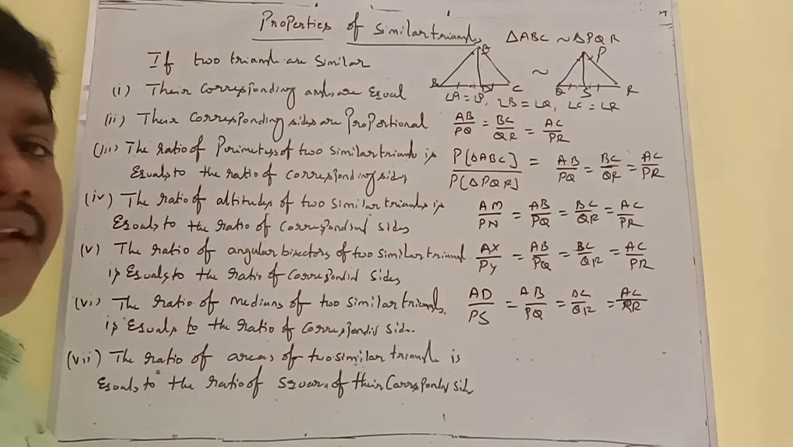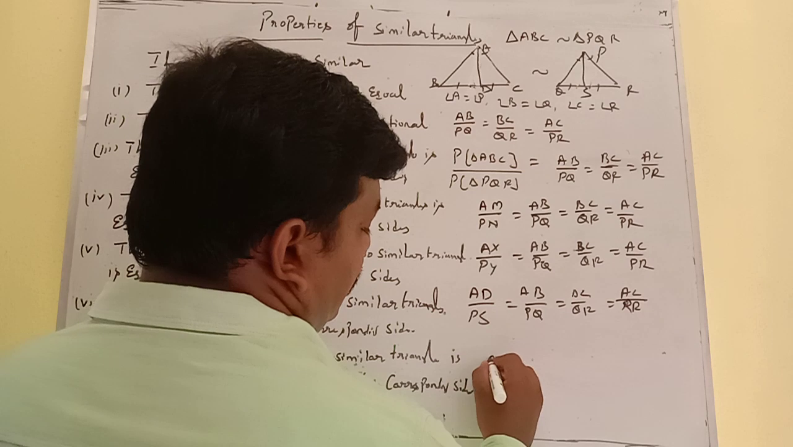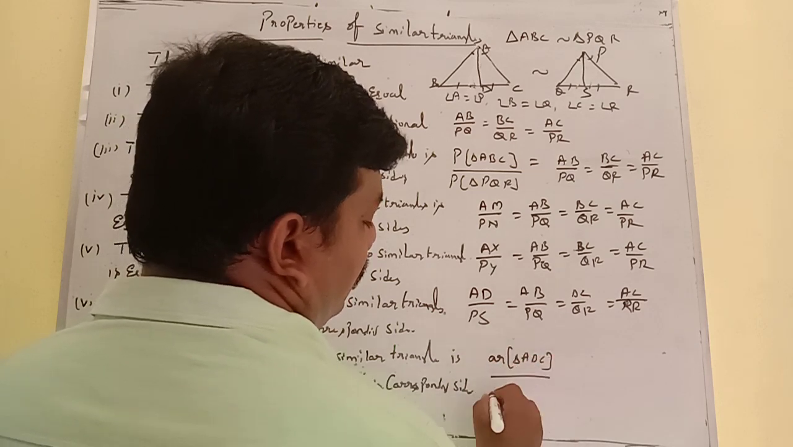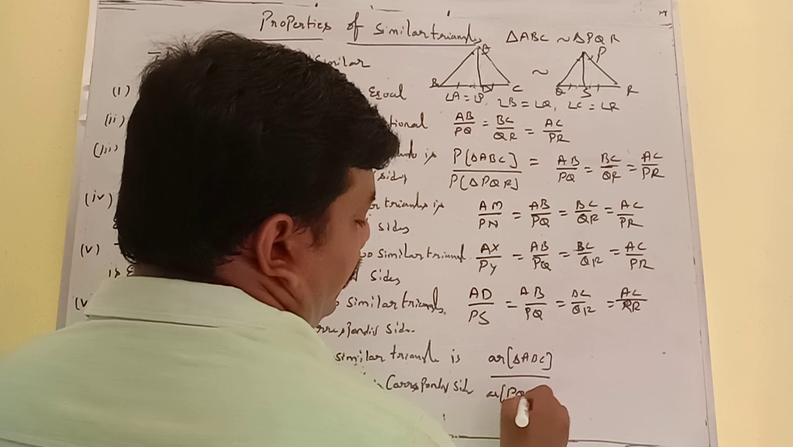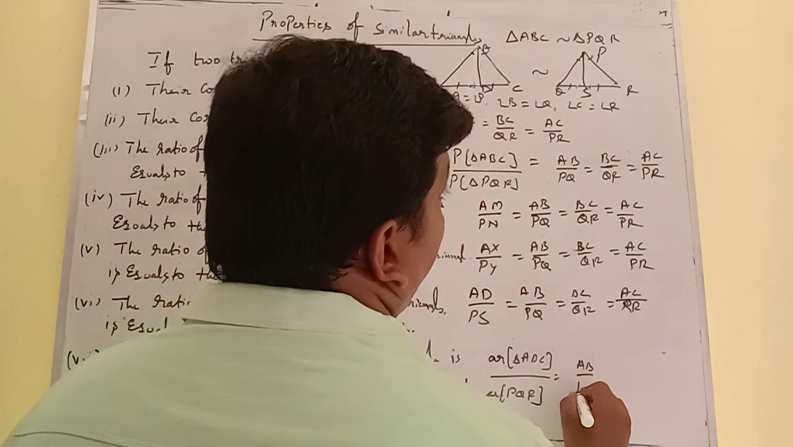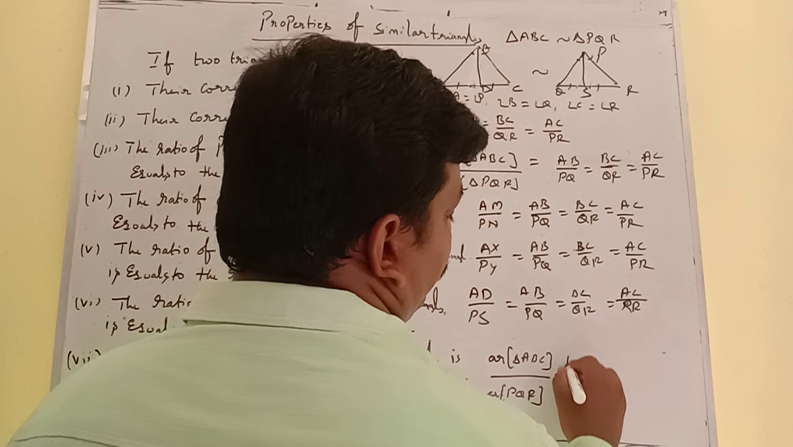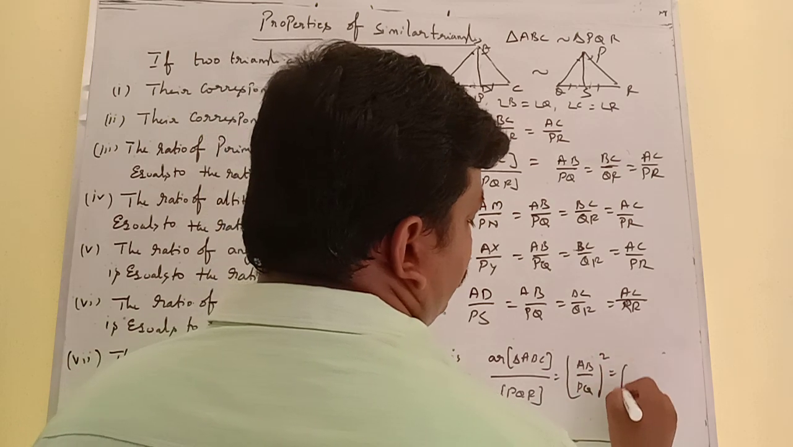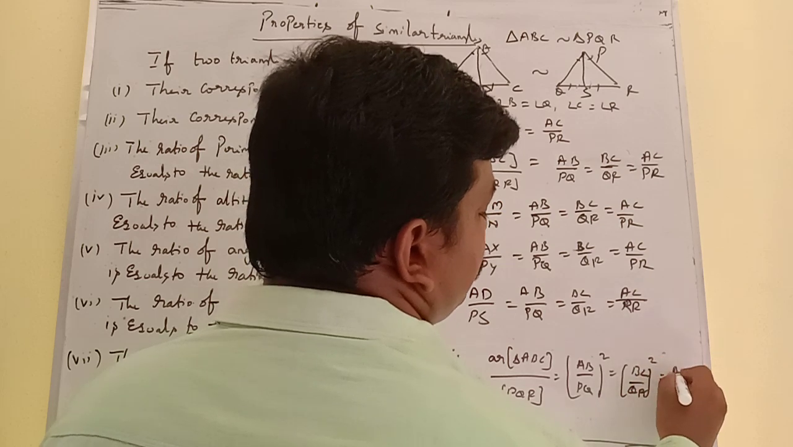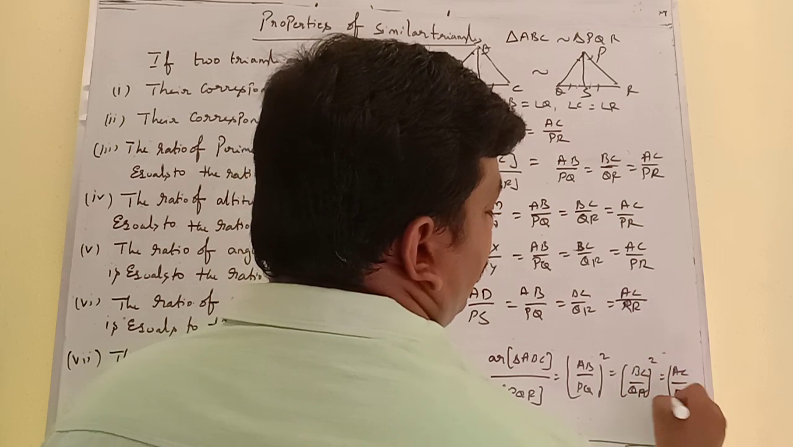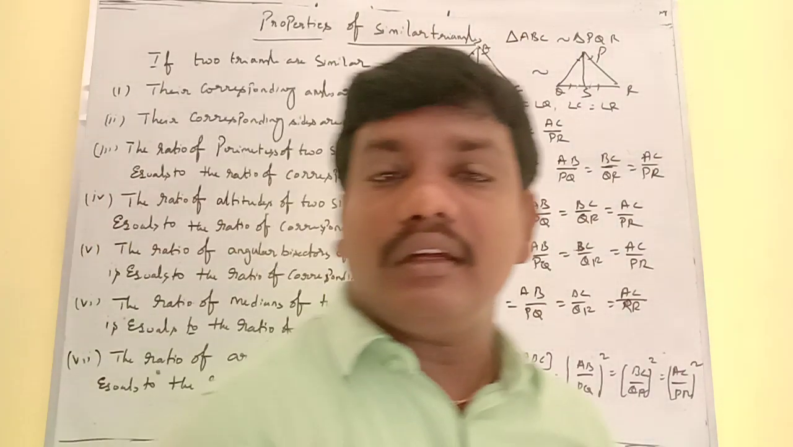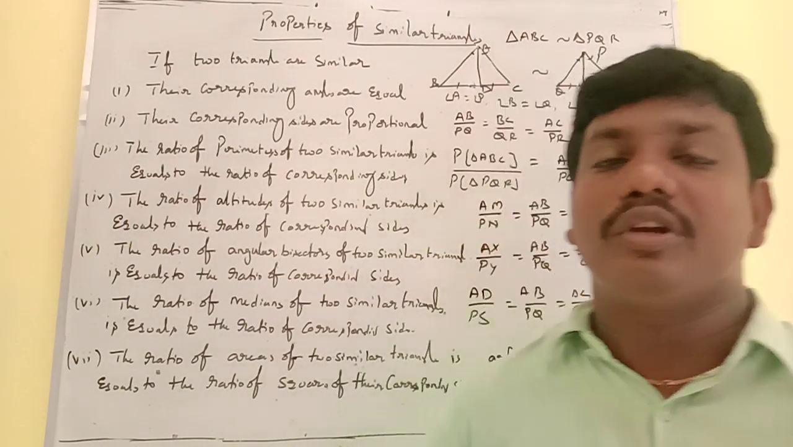Now the ratio of areas of two similar triangles, that is the area of triangle ABC by the area of triangle PQR, is equal to AB by PQ whole squared, is equal to BC by QR whole squared, is equal to AC by PR whole squared. So these are the properties of two similar triangles you have to remember.